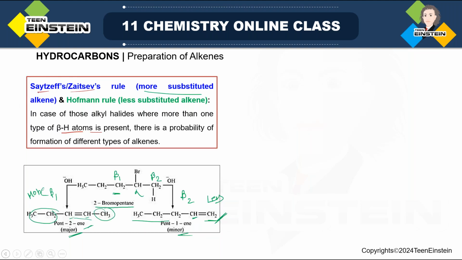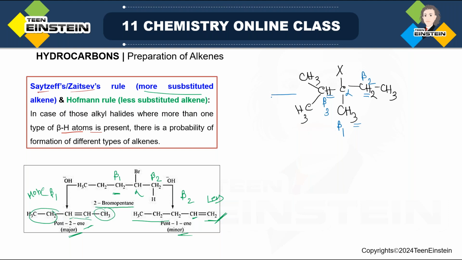Then, sorry, we'll take one more example to understand this Saytzeff rule in a better way. So I will write one more molecule. This is halogen atom, and in this molecule you will see there will be total 3 different types of beta hydrogen. So first what we'll do, we will highlight the beta hydrogen, right? So this is beta 1 type of hydrogen. Suppose this is beta 2 type of hydrogen. This is beta 3 type of hydrogen. So these hydrogens are beta, isn't it?